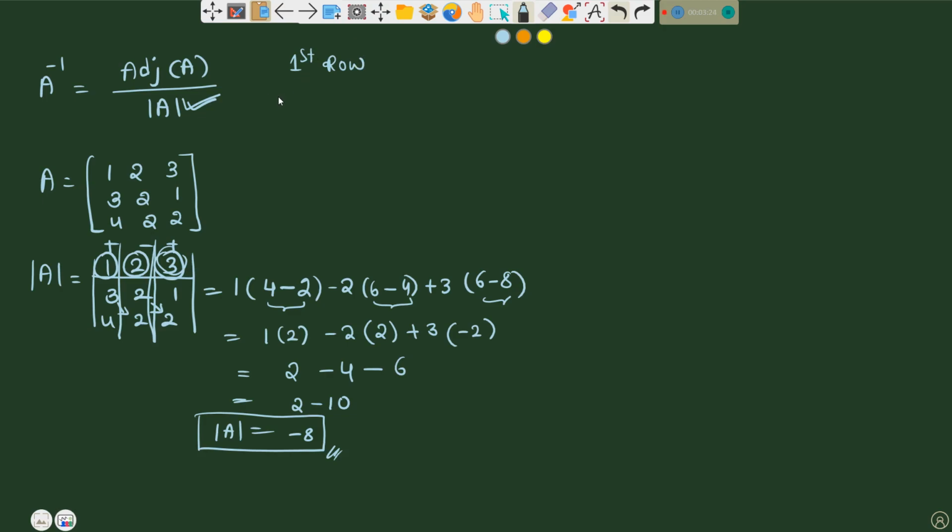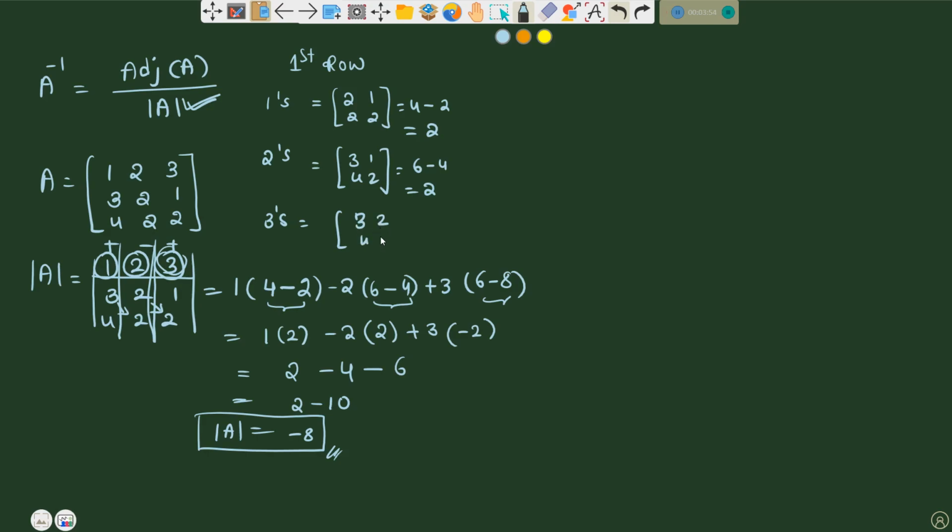Okay, minor of the first row, 1's minor. You can see 2 1, 2 2, correct? Cross multiply, 2 2s are 4 minus 2 1s are 2, it is 2, correct? Now for 2's, we are left with 3 1, 4 2, correct? 3 2s are 6 minus 4 1s are 4, 6 minus 4 is 2. Now for 3's, correct? It is what? 3 2, 4 2. Cross multiply again, 3 2s are 6, 4 2s are 8. You are getting minus 2.